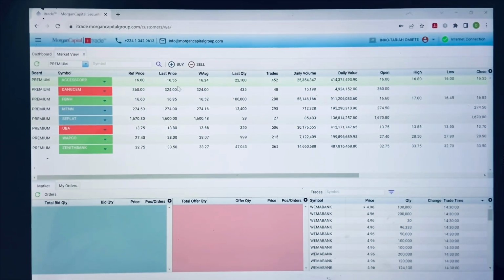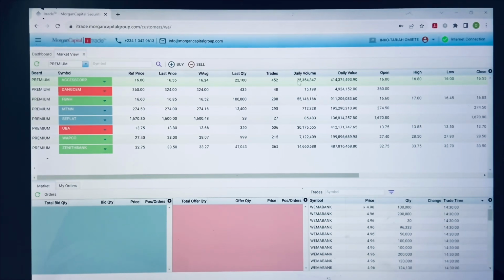On this column, you have WAVG, which means weighted average price. What that means is, in the course of the day's trading, a particular stock like Access Bank we're looking at must have been traded at a high and a low that is not exactly this 16 naira 55 kobo, because people buy at different prices as they come in and out.